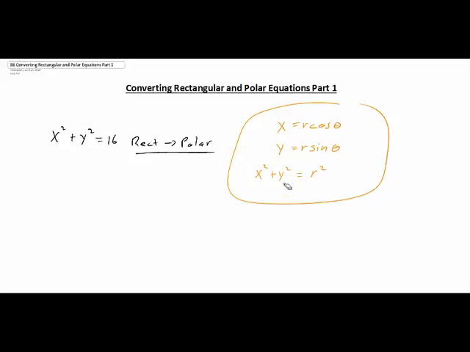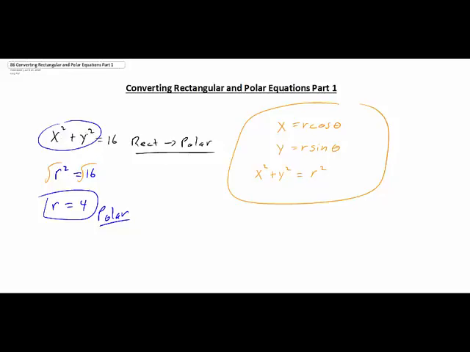So we can substitute that whole piece in for x squared plus y squared, and we get r squared is equal to 16. Then of course we would simply take the square root of both sides and we would end up with r is equal to 4. And of course here it could be plus or minus 4 when we take the square root, but here we're going to think of this as being a positive 4, and this is going to be in our polar form. So this is the polar equation for x squared plus y squared equals 16.